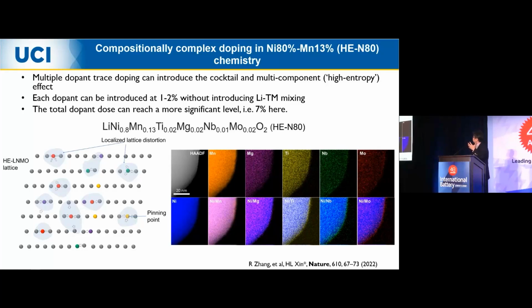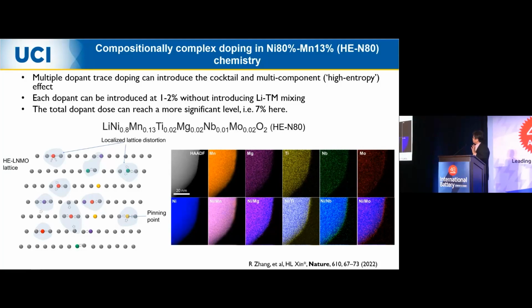And each dopant, by our experience, shall be introduced at lower than 1 to 2% level, so that will minimize the lithium transition metal cation mixing. The third is that we can increase the total dose of dopant up to 7%. And we hope we can, right?